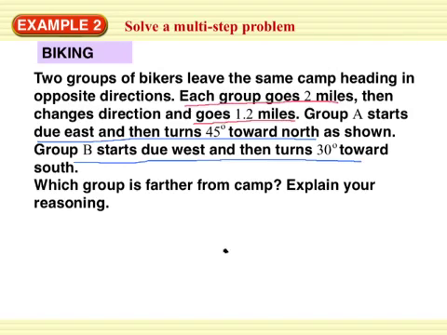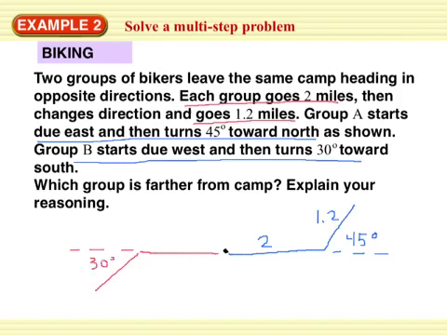So I have camp, that's that dot. Each group is going 2 miles. We're going to do group A in red. Group A starts due east and then turns 45 degrees towards north. So this right here would be 45 degrees. So we went 2 miles due east and then 1.2 miles 45 degrees toward north. Group B is going due west and then turns 30 degrees towards south. So right here is 30 degrees. Which group is farther from camp? So we want to know, which distance is larger, X or Y?